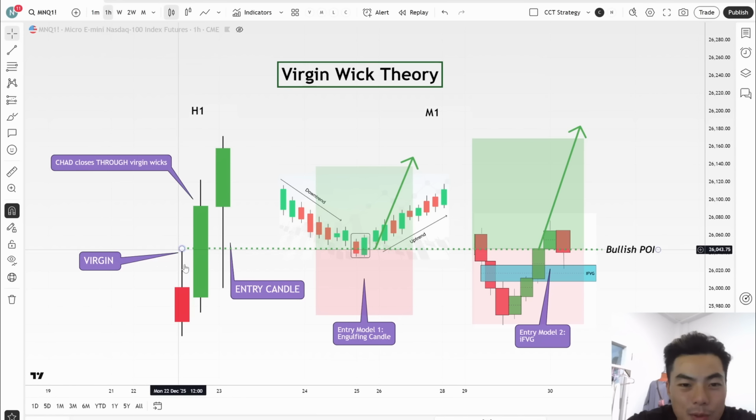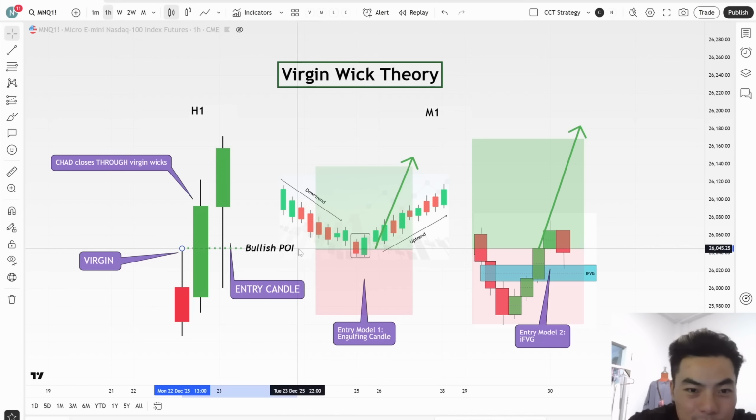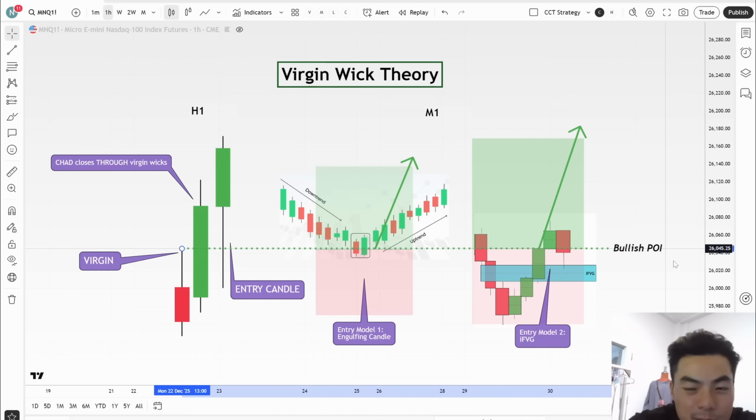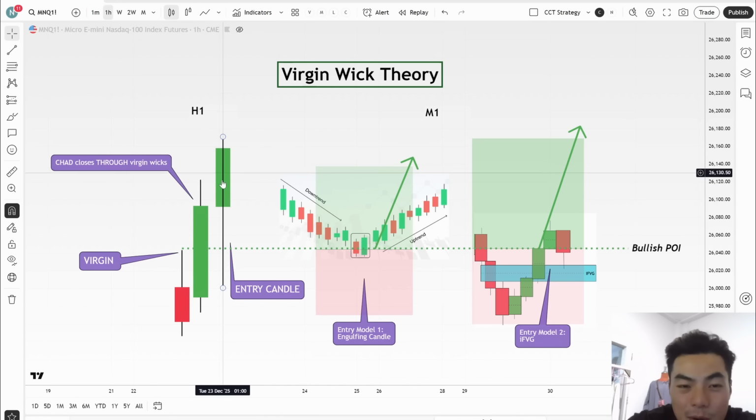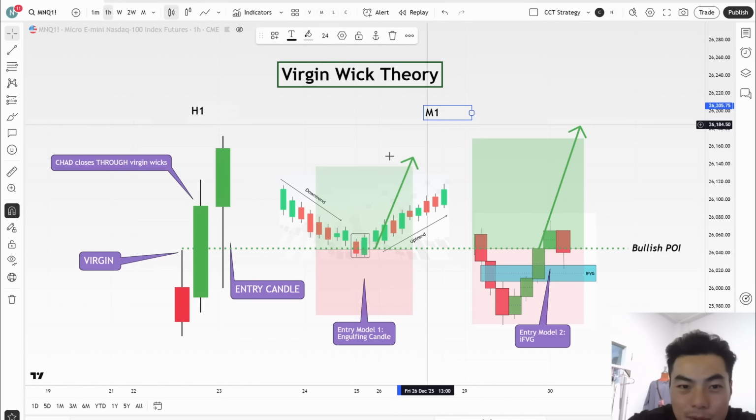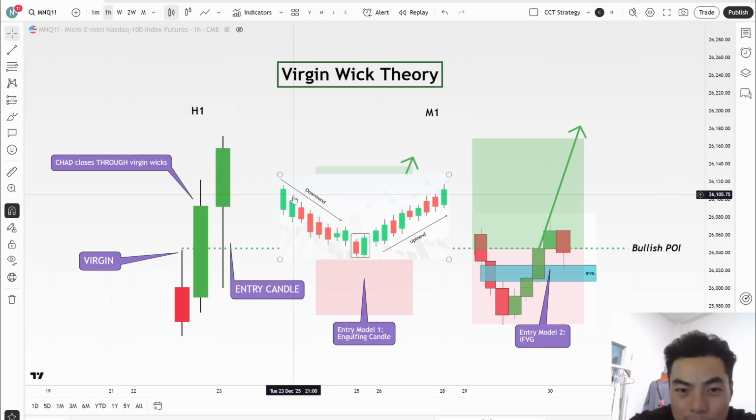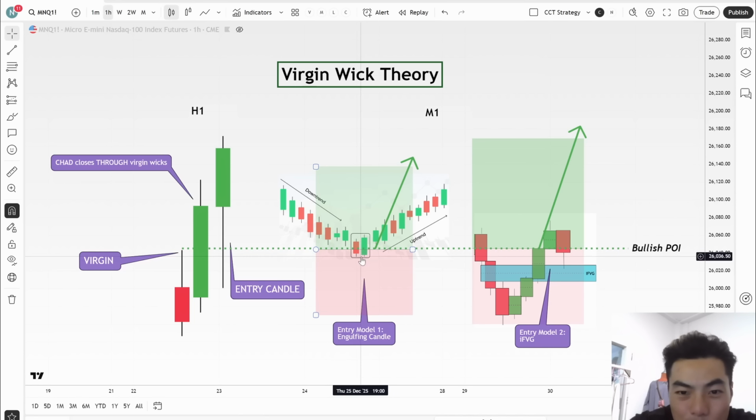So we want to look for a big Chad candle to close through a virgin wick, which then creates our bullish point of interest. We mark that virgin wick level as a bullish point of interest because our Chad candle was bullish. Therefore we look for longs from that bullish point of interest. Then in the next hour, we want to drop down to the 1 minute and look for price to come down and close below the point of interest on the 1 minute time frame.